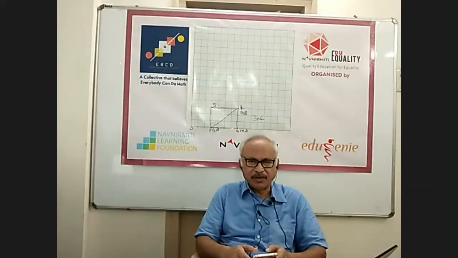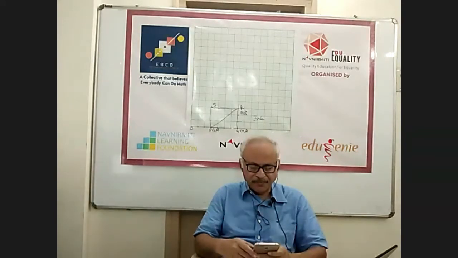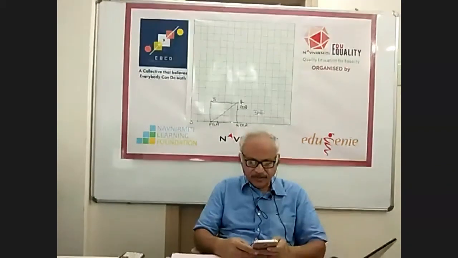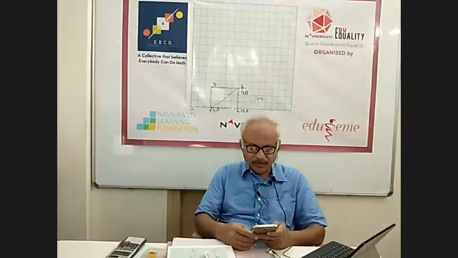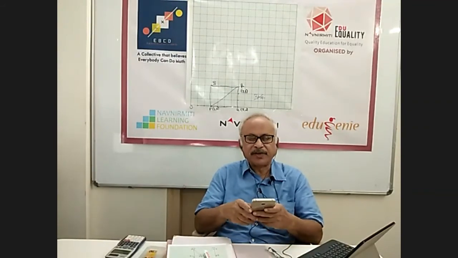Now, my next question is, which is the number which, when multiplied by itself, gives me 729? Oh, 27, sir. 27. Let us see how we get 27.